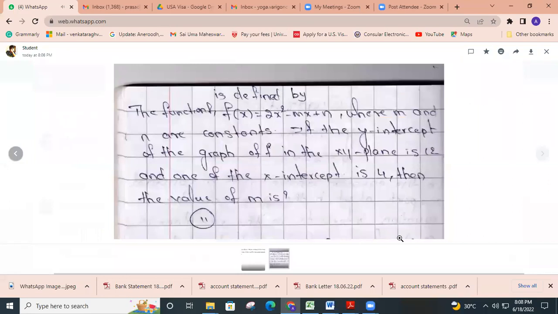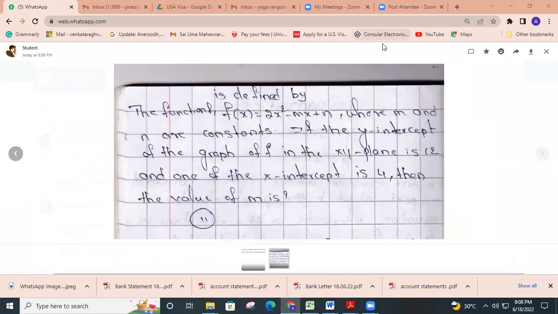The function f of x is 2x squared minus mx plus n, where m and n are constants. If the y-intercept of the graph of f in the xy-plane is 12 and one of the x-intercepts is 4, then the value of m is... Okay, definitely a decent question. Let me solve.